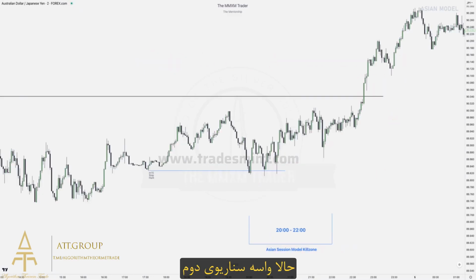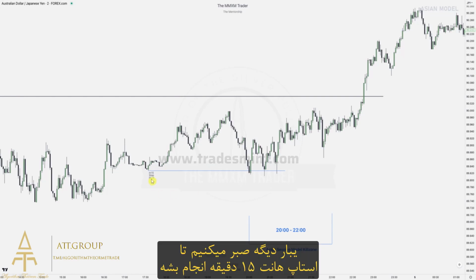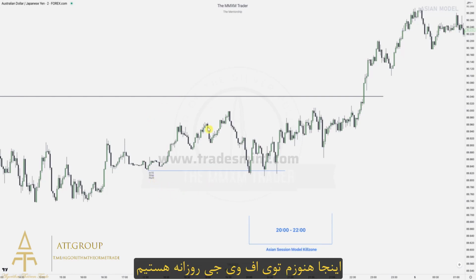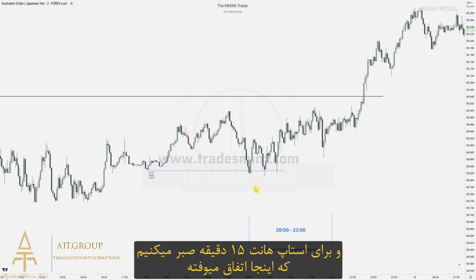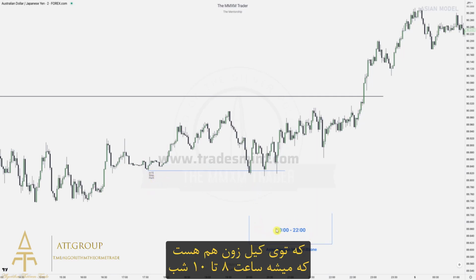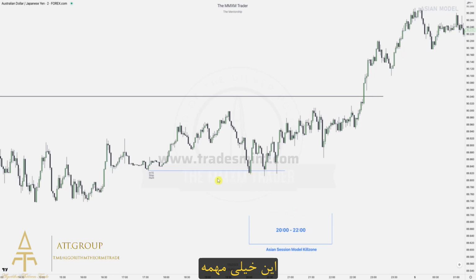Now that second scenario, once again, right, we wait for that 15-minute stop hunt. We're still in the daily fair value gap, right, the daily internal range. We want to go to external once again. So we wait for that 15-minute stop hunt. It happens over here in the kill zone, 8 to 10 p.m. Important, right? And then we're going to look for an entry model.